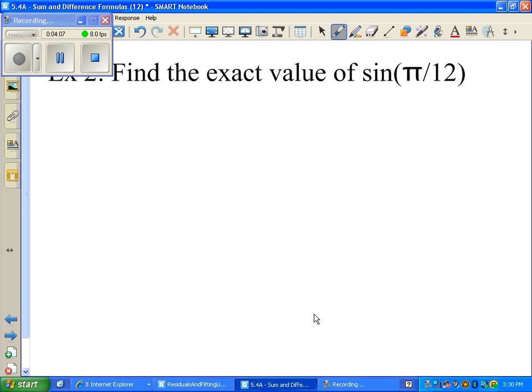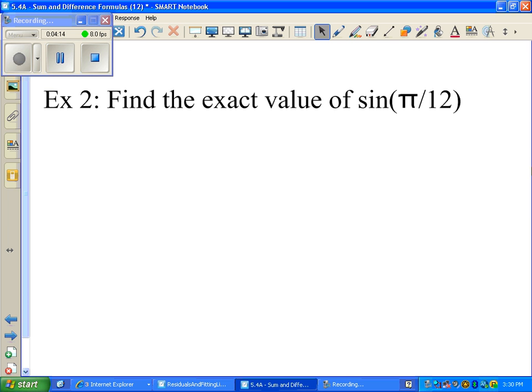Let's go ahead and look at one more example. What they're asking me to do here is find the exact value of the sine of pi over 12. I have to find the exact value, which means I cannot plug this into my calculator. I need to use my unit circle and somehow find two values that are on my unit circle that will add or subtract to give me pi over 12.